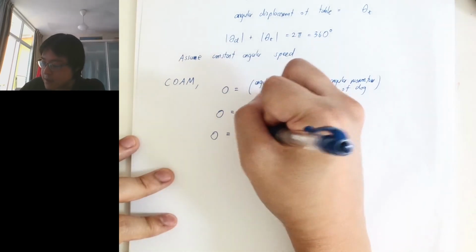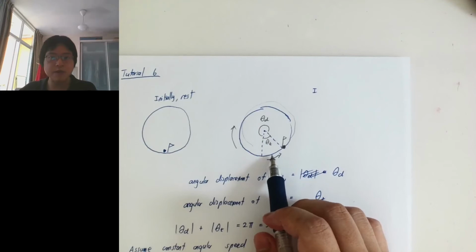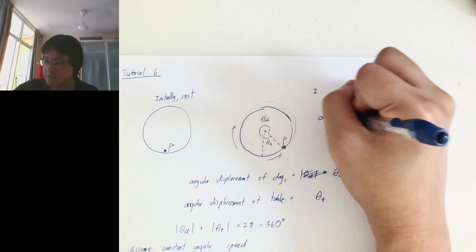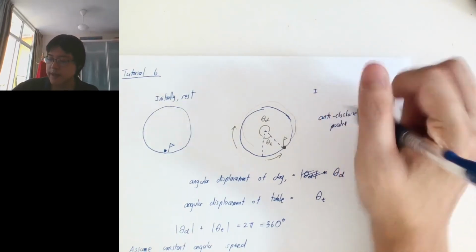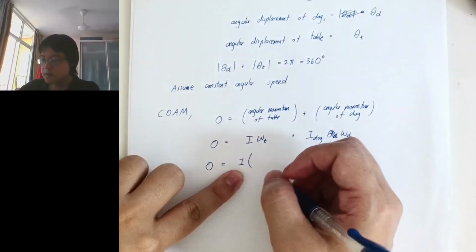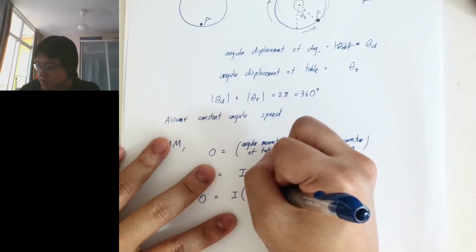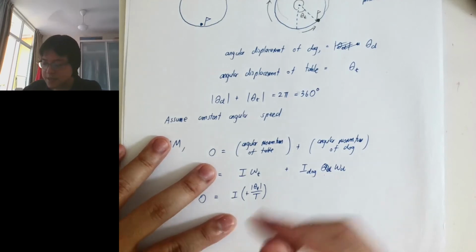Now, as the table rotates, let me say anti-clockwise is positive. So if anti-clockwise is positive, then the table will be rotating in a positive direction. So I will have a positive number, and then what is omega? Omega is just the angular displacement of the table divided by the time taken. And the time taken is actually not important.